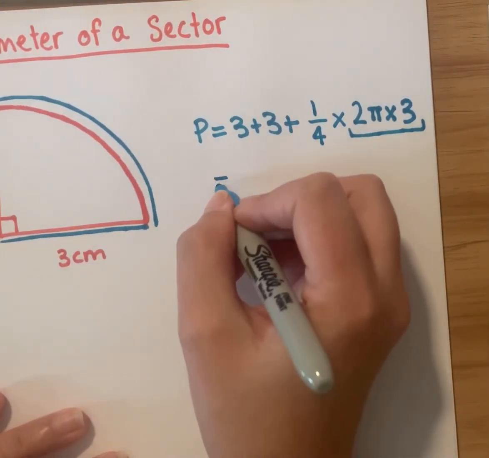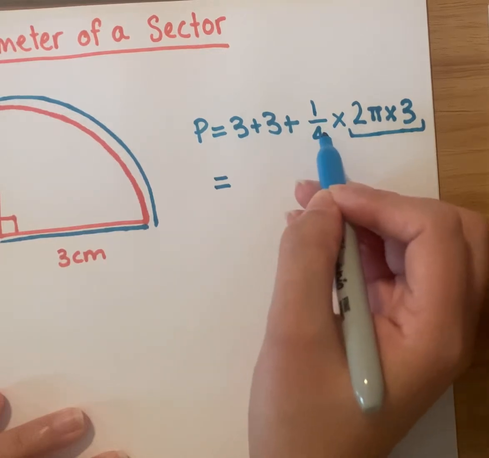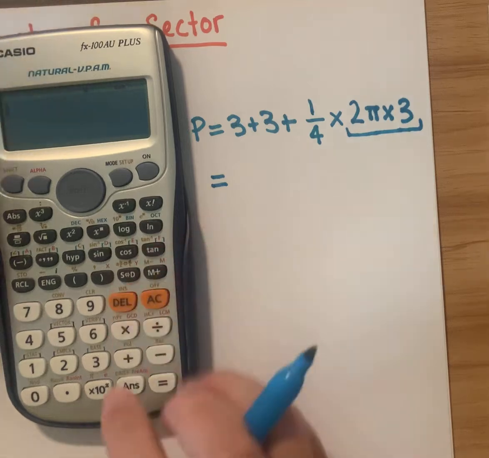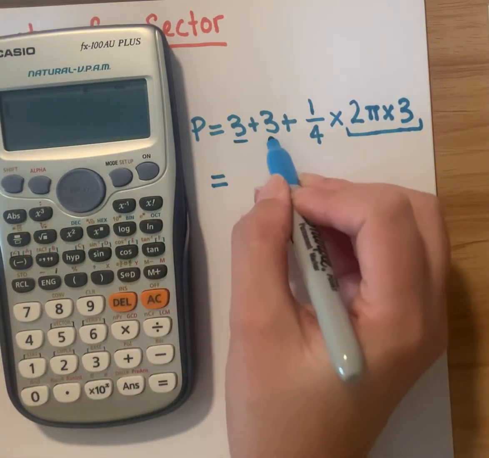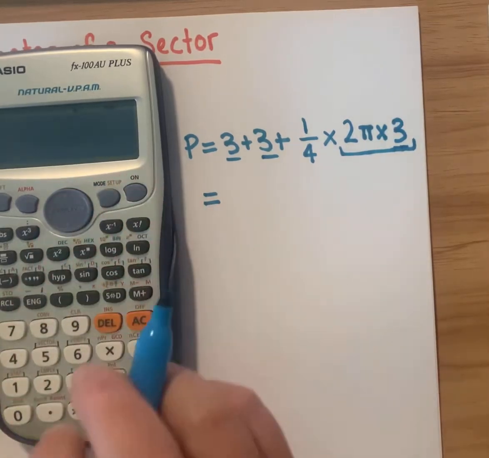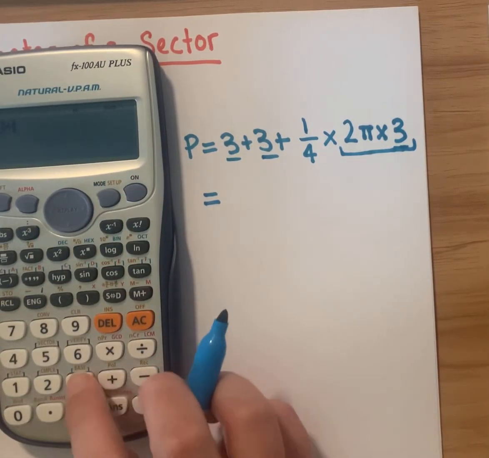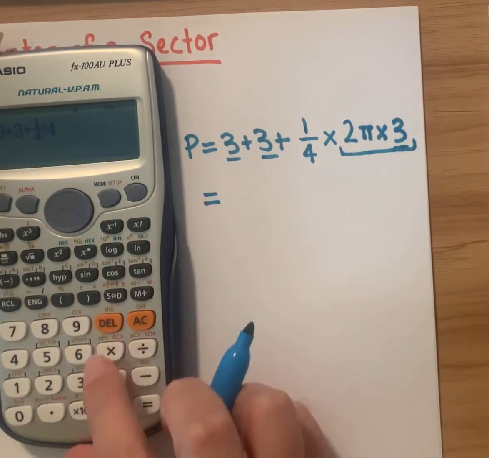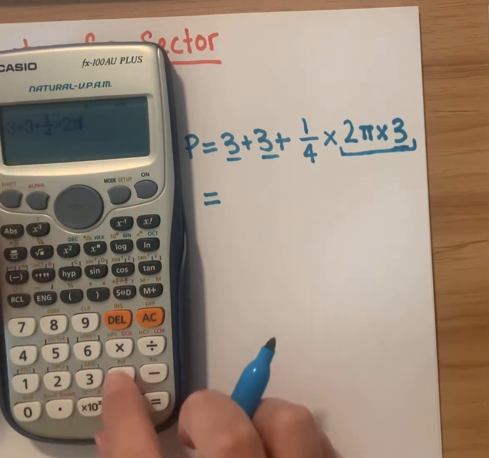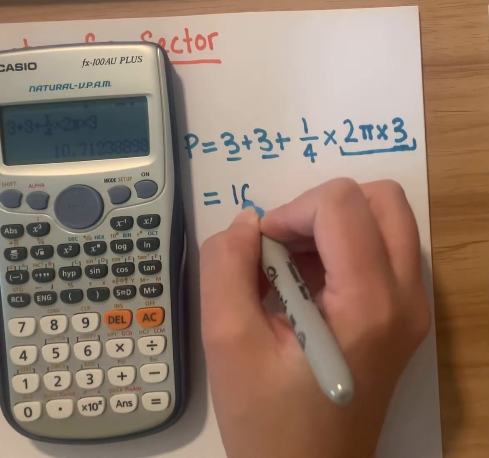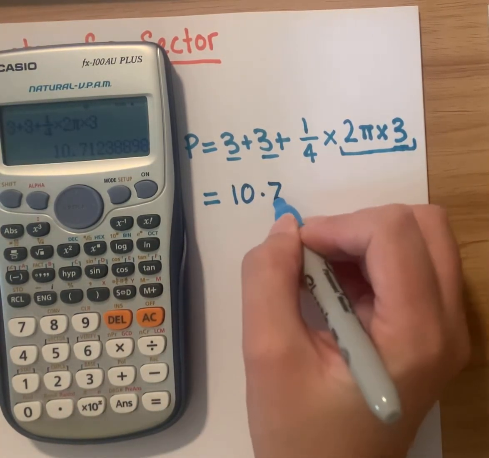So we can work this out on a calculator. 3 plus 3 plus a quarter of 2 pi times 3. They're all just numbers because this is the radius. This 3 is the radius. So if you have the radius, you can work everything out. So 3 plus 1/4 of 2 times pi times 3, and we end up with a perimeter of 10.71.